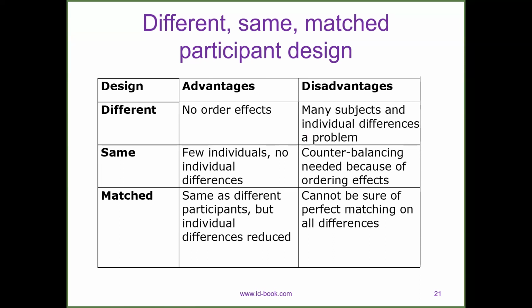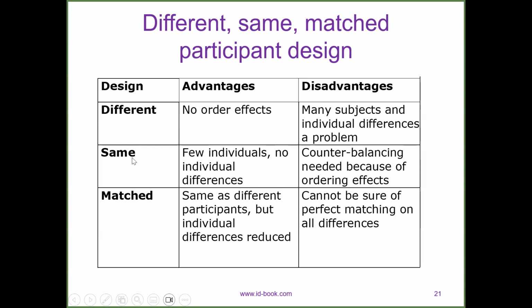Which group is asked to work first or later, or both of them can work at the same time, one after the other. All this doesn't matter. The order doesn't affect because we have different people, different groups to work on. Disadvantages, many subjects, and individual differences cause a problem. You have so many participants to do the work. So you need to have dedicated groups to work with different conditions of the research.